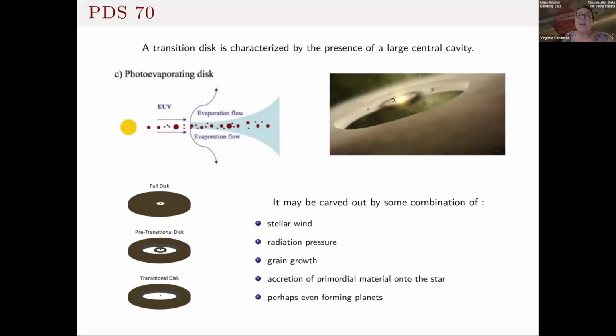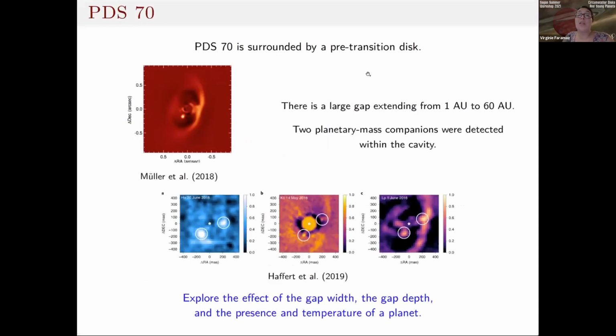So PDS-70 is surrounded by a pre-transitional disk. You still have a little component close to the star, and between this close component and the rest of the disk, there's a giant gap that extends from 1 to 60 AU. Just to give you an idea, 1 AU is the distance between the Sun and the Earth, and 60 AU is typically the distance of the solar system's Kuiper belt. So imagine there's just a giant gap in between. And 2 planetary mass companions were detected within the cavity. This is, I think, what the system is most renowned for.